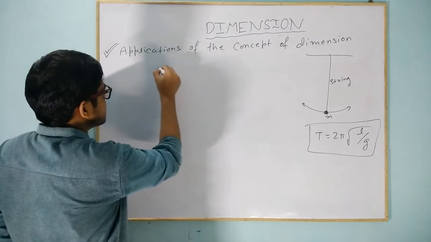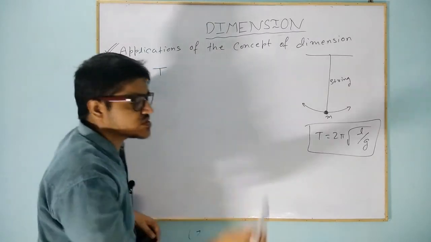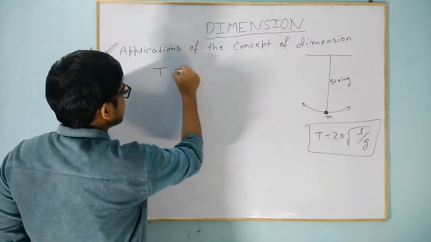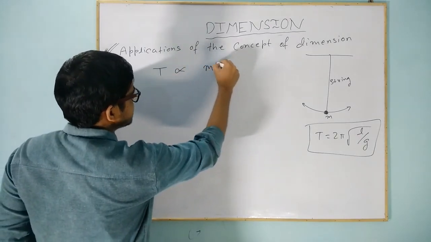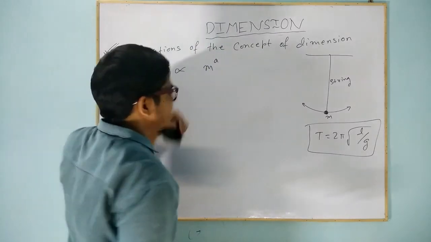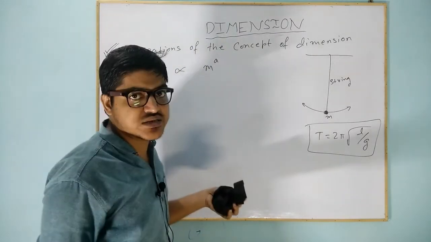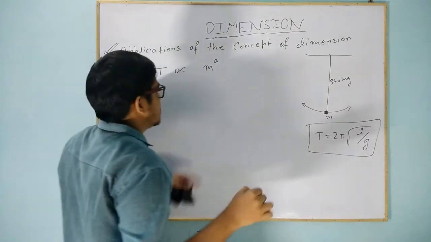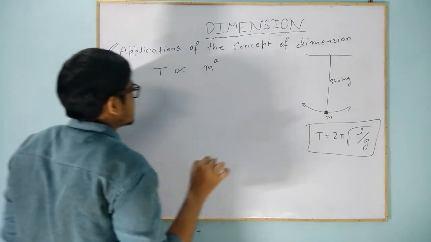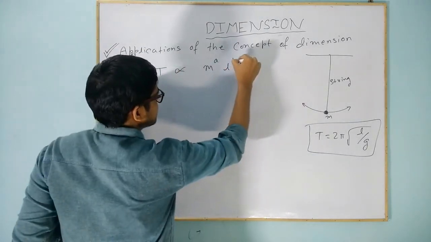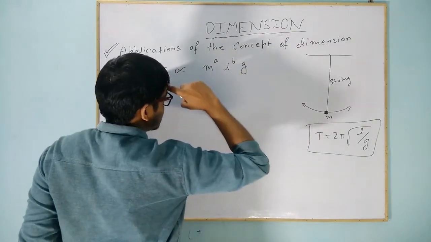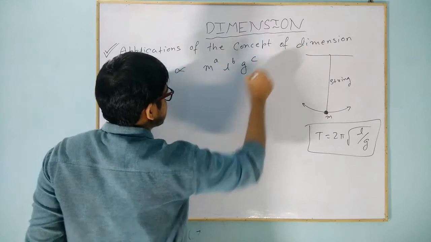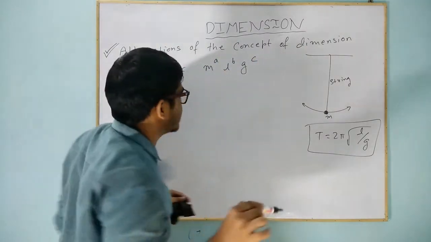Now suppose I know from somewhere that T depends upon mass raised to the power A. That means some power of mass, of which we have no idea for the time being. Length raised to the power B and gravitational constant raised to the power C. I know it from somewhere.